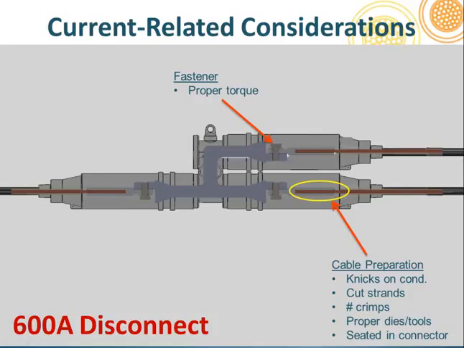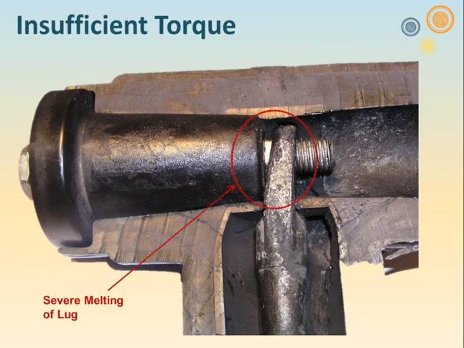Now let's look at some specific failures relating to torque, or I'm sorry, to the current portions of the system. What you're looking at here is a T-body, 600 amp T-body. You've got a lug, you've got the insulating plug, and you can see the severe melting of the end of the lug in this area here.